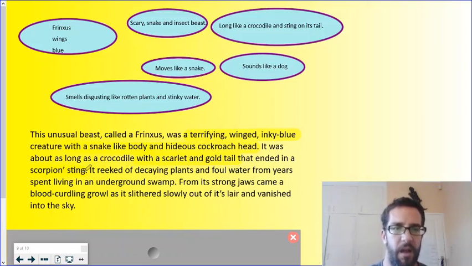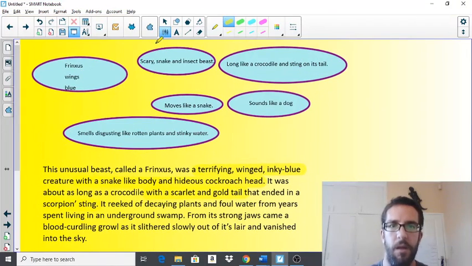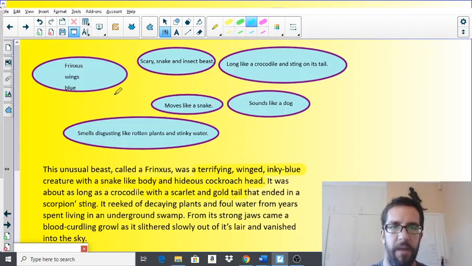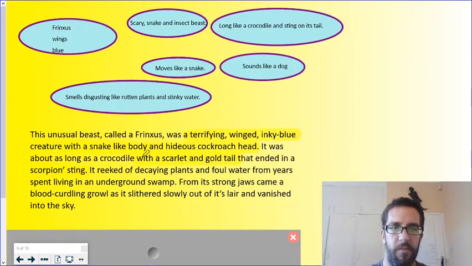Okay, and again, I think what I'll do is I'll quickly change my highlighter here to the color there. Okay, let's go and scorpion sting.